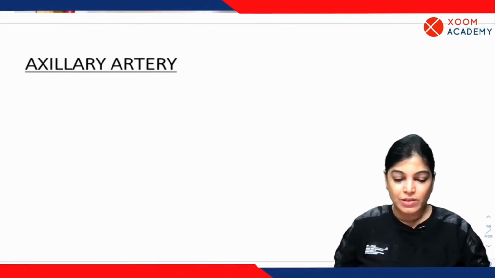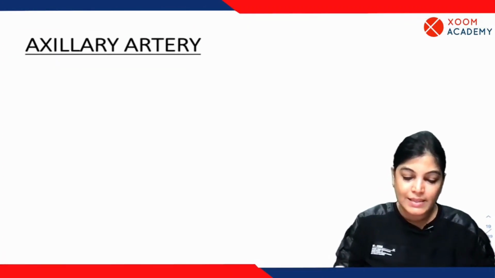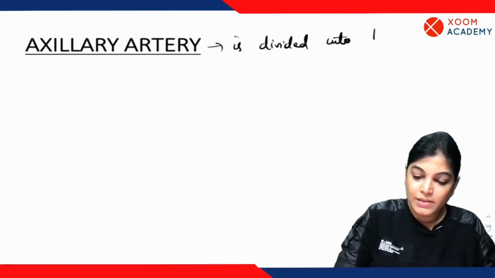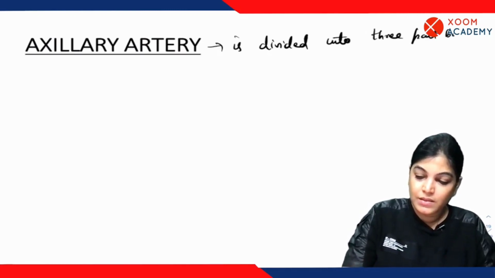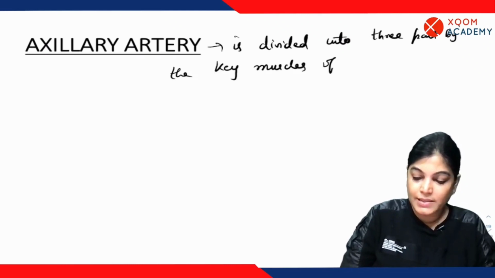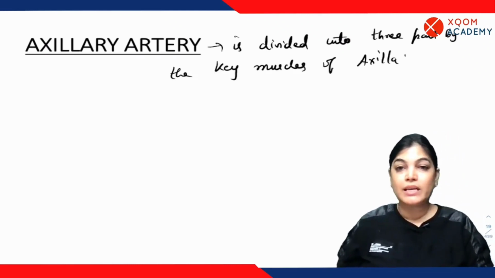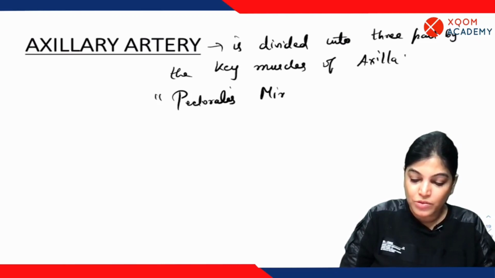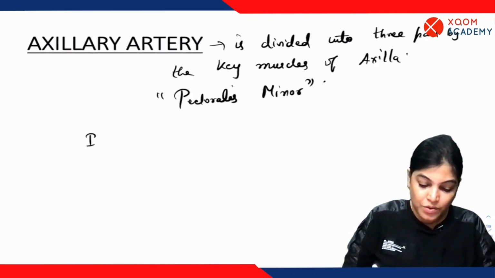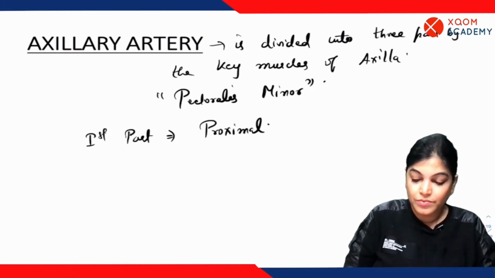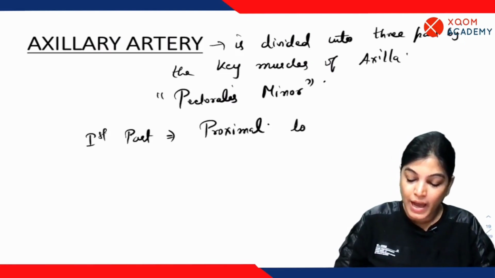Okay, so axillary artery, please write down how it is divided into three parts. Axillary artery is divided into three parts by the key muscle of axilla. And which is the key muscle of the axilla? The key muscle of axilla is pectoralis minor muscle. Now, first part of axillary artery lies proximal to pectoralis minor muscle.